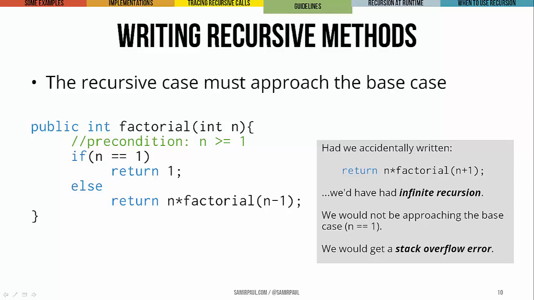But had we made a mistake and accidentally written as our factorial recursive case, return n times factorial of n plus 1, as you can see in this gray box, we'd end up with an infinite recursion because we wouldn't be approaching our base case of n equals 1. And in this case, we'd get a stack overflow error.